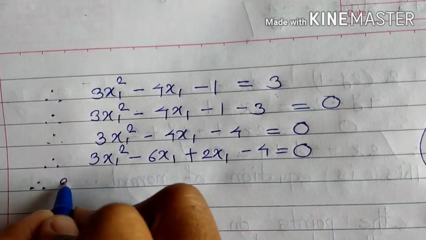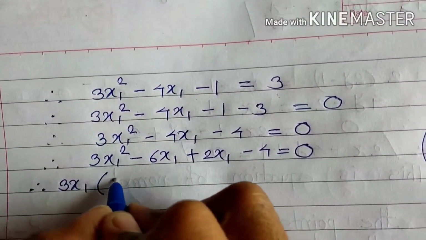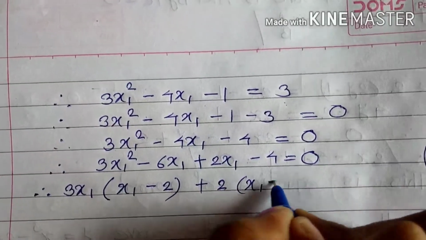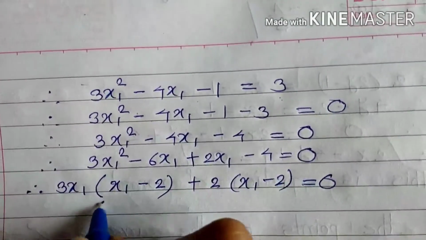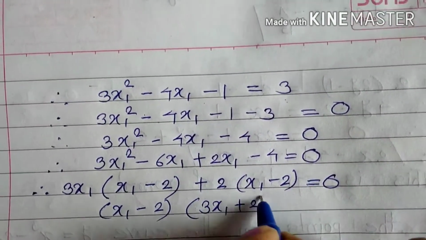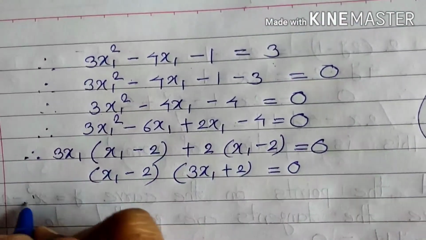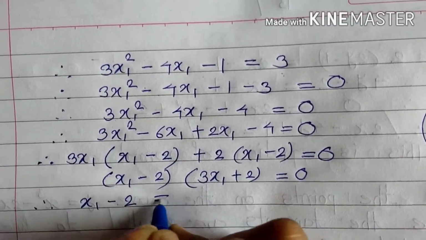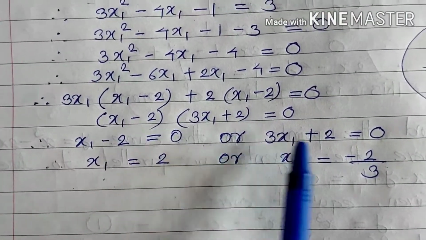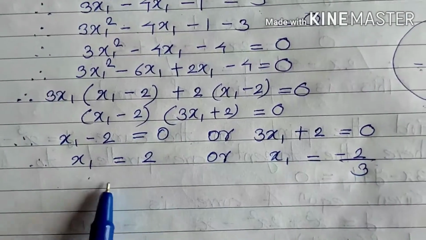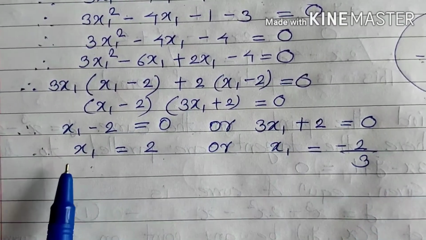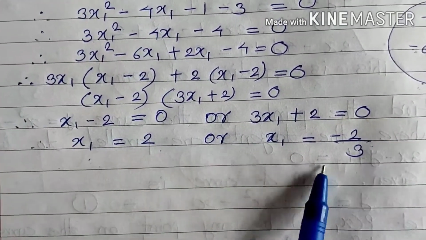Now take common 3x1. So remaining x1 minus 2, plus 2 common, x1 minus 2 is equal to 0. So we get x1 minus 2 and the next bracket 3x1 plus 2, which is equal to 0. Therefore x1 minus 2 equal to 0 or 3x1 plus 2 equal to 0. That's why x1 equal to 2 or x1 is equal to minus 2 upon 3. So we get 2 points, x1 equal to this and x1 equal to this.